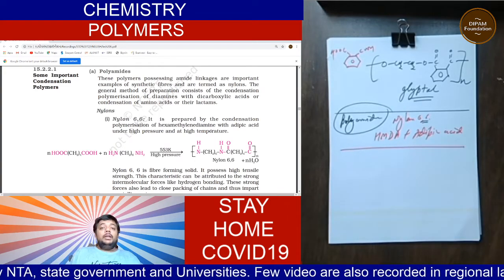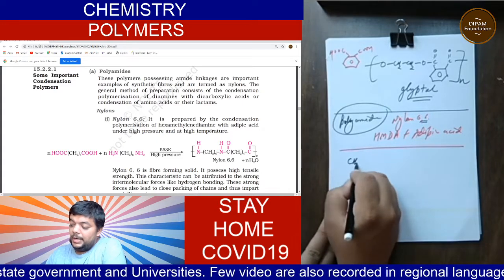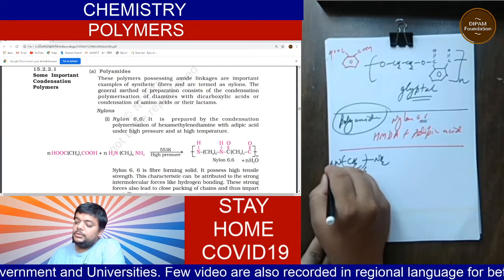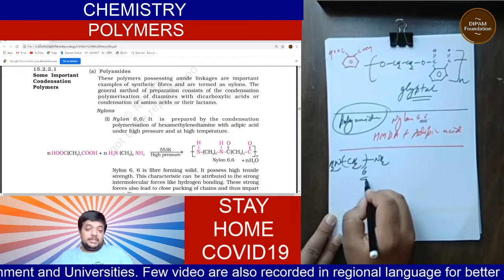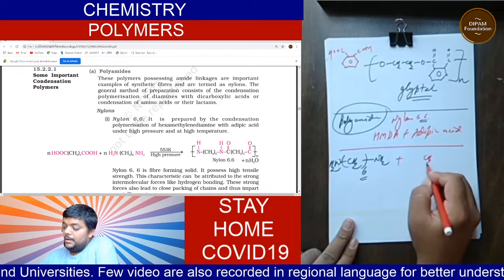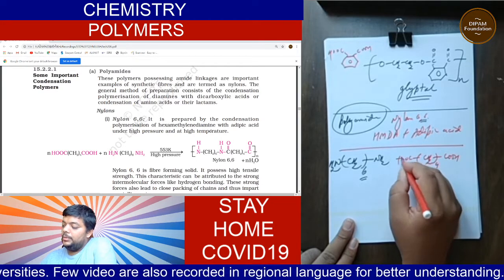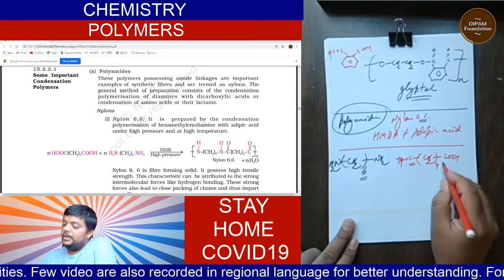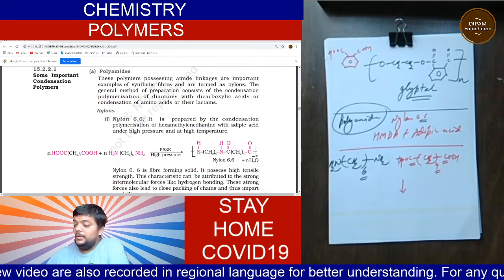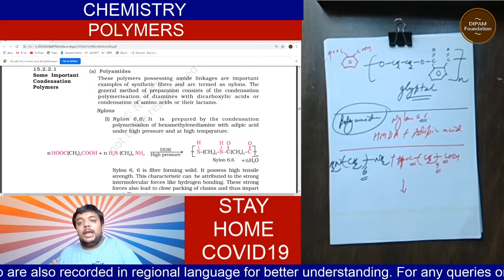Now, first of all, let us learn this 66. When I write hexamethylene diamine, it will be NH2, CH2 6 times, NH2. So this carbon is coming 6 times. And when I write adipic acid, if you go calculating the carbon over here, 1 carbon, 2 carbon and 4 carbon, total 6 carbon. So as there are 6 carbon in each monomer, we will write it as nylon 66.